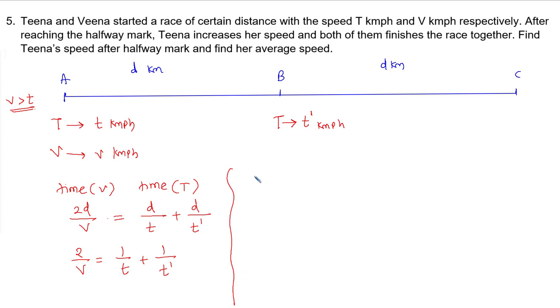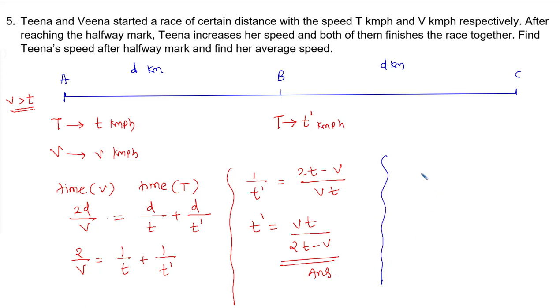That is the answer. So 1 divided by t dash is equal to 2t minus v divided by vt. So the new speed of Tina is equal to vt divided by 2 times t minus v. This is our answer. Now the second question is the average speed of Tina.